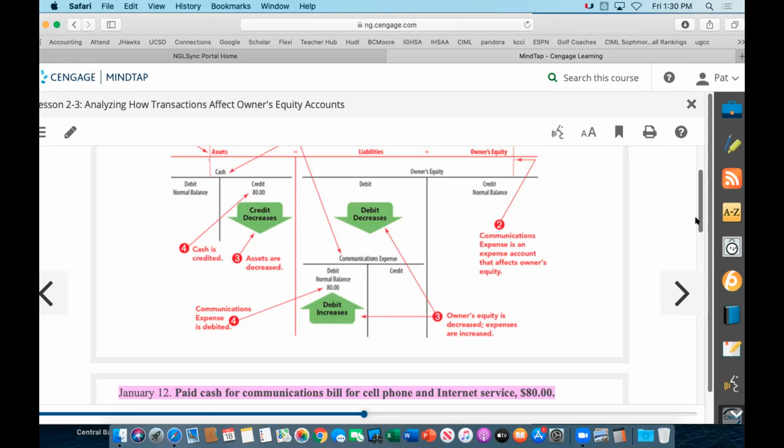Don't get hung up on communications expense because usually it's telephone expense. And then one time it's utilities expense. But most of the time, we'll be able to help you. That's not the confusing part, the name. As long as you understand that expenses are part of owner's equity, expenses have a normal debit balance. So expenses decrease owner's equity.